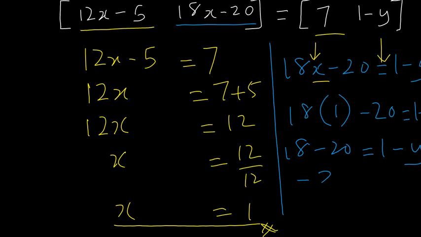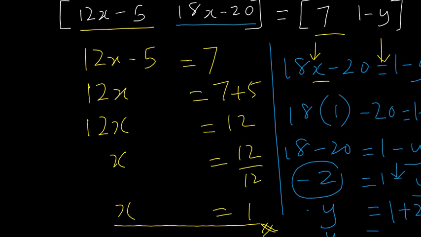Okay, negative 2 equal 1 minus y. So y will be, when you bring y to the left hand side, this negative sign becomes positive. And when you bring this one to the right, it becomes plus 2. So your y is 3. The answer is 3. So you have answered your x and your y.